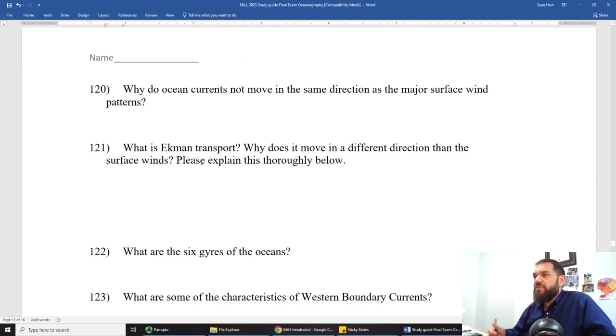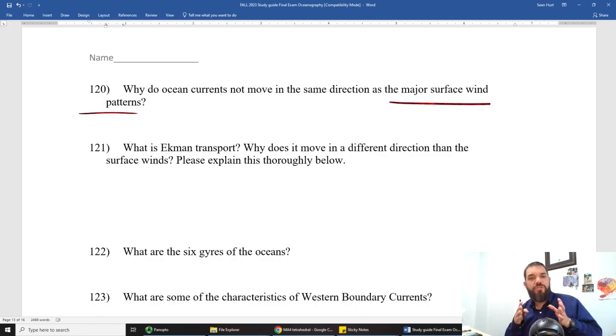Okay, moving on here. So why do ocean currents not move in the same direction as major wind surface patterns? So you would expect that ocean currents would just behave nicely, right? Wouldn't it be nice if nature just behaved nicely the way that you want it to go? But it never does. Nature doesn't care about what you want, right? Isn't that frustrating? So ocean currents don't just go in the same direction as the wind, like you would expect. They, of course, suffer from the same problem of the Coriolis effect.